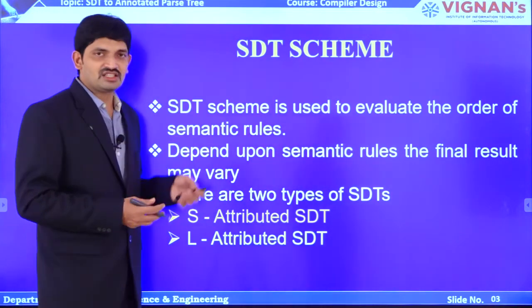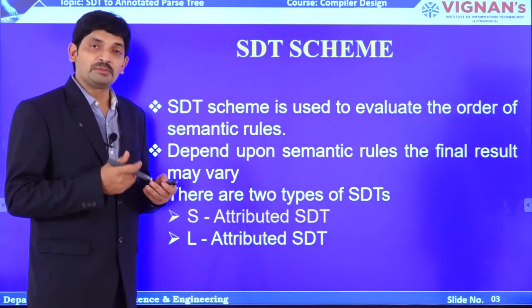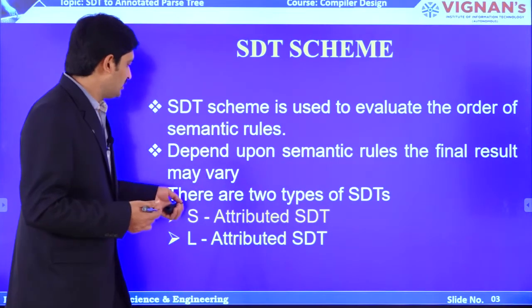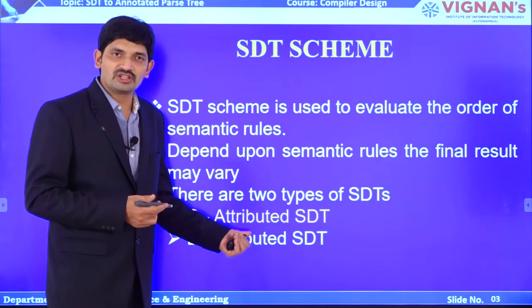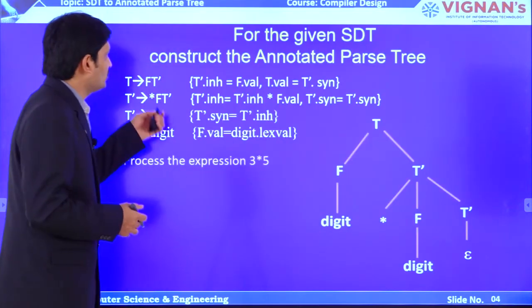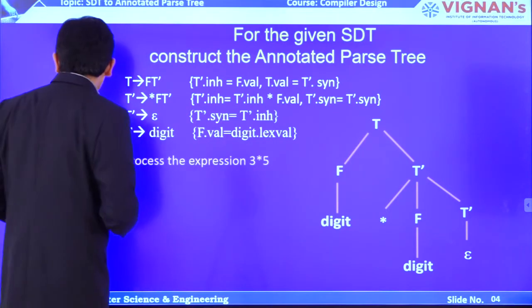So, the SDT scheme is used to evaluate the various semantic rules. Depending upon the evaluation order, the output may vary, and depending upon the use, we are going to use either S attributed SDT or L attributed SDT. So, for this given SDT, we want to construct the annotated parse tree.